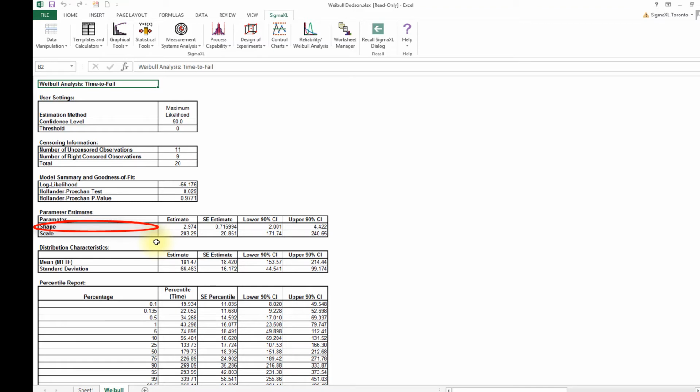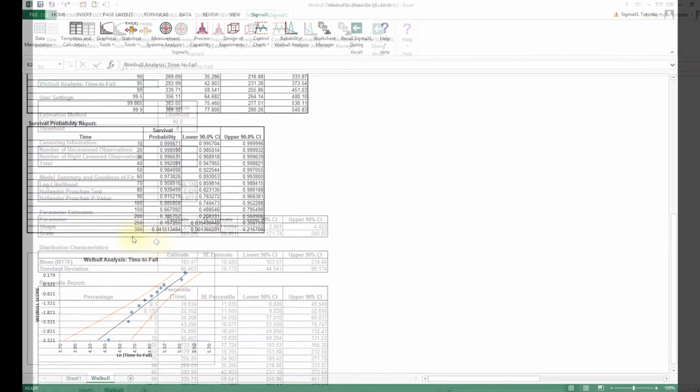Furthermore, if beta is less than 1, the system is suffering from infant mortality failures. If beta equals 1, failures are random. They are occurring at a constant failure rate and are independent of time. If beta is greater than 1, components are wearing out with age. The scale parameter is the characteristic life. This is the point at which we could expect 63.2% of the population under study to have failed.